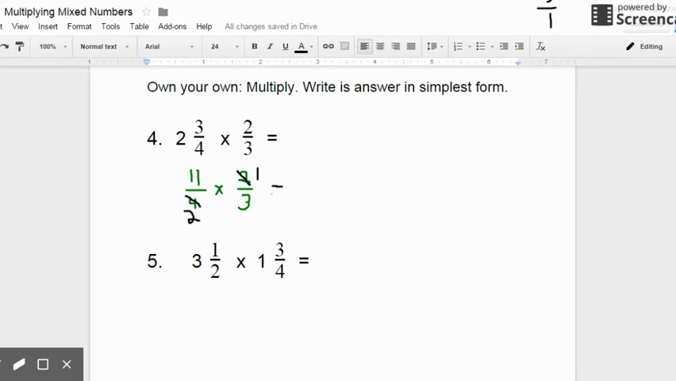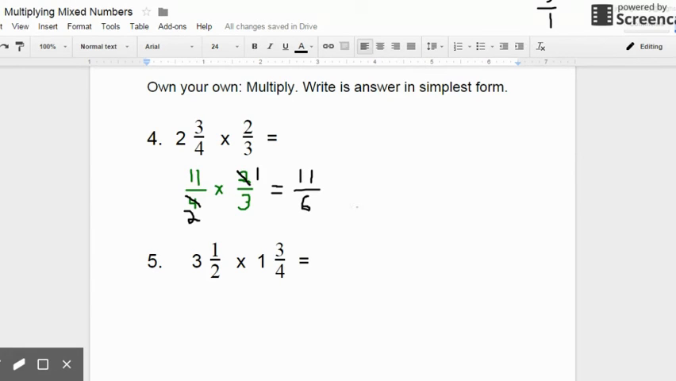And now you go ahead and do your multiplication across. Now, if you did method 1, you would have divided at the end to simplify the fraction. But we're going to simplify it first by cross canceling. So let's go and multiply. 11 times 1 is 11. 2 times 3 is 6.